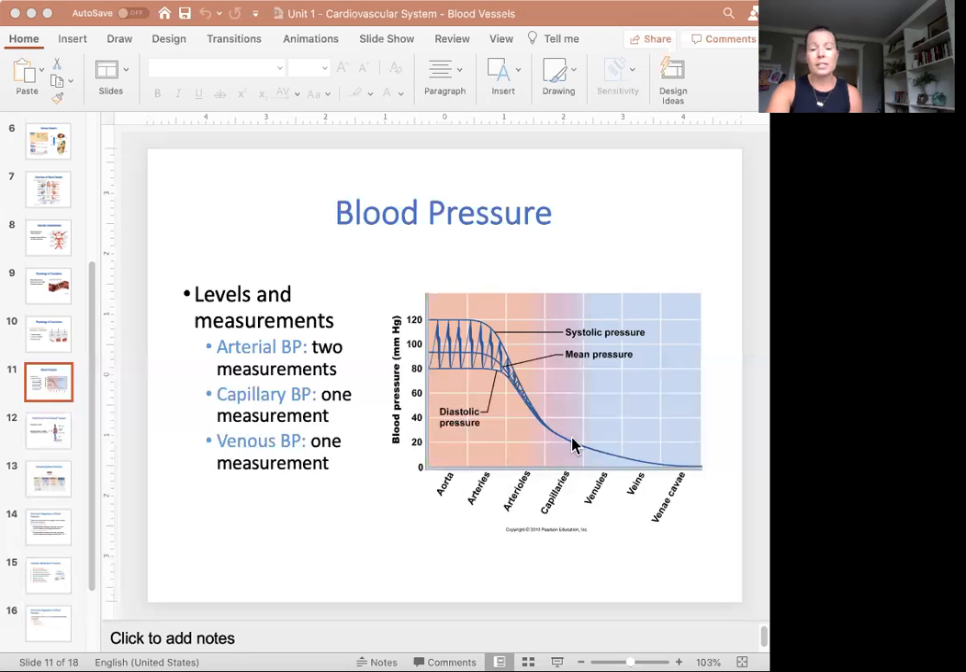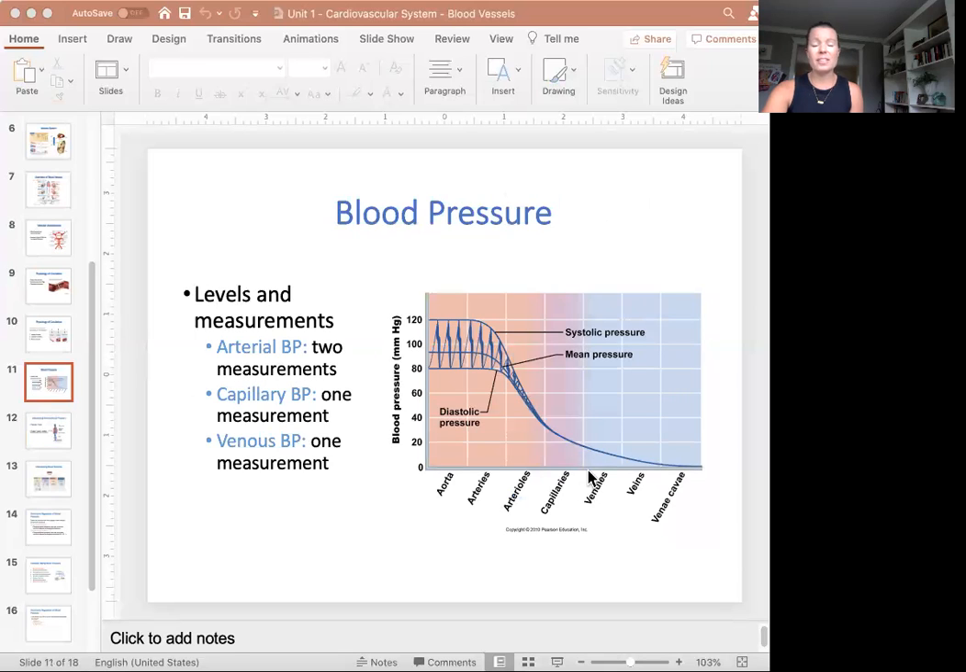But now at this point, you can see there is just one measurement. There are not two here because at this point, blood is so far away from the heart that blood pressure remains steady and it doesn't change depending on the cardiac cycle. So whether the ventricles are contracting or whether they are relaxed, it doesn't make a difference. Blood pressure is going to be the same. It's going to be steady no matter what.